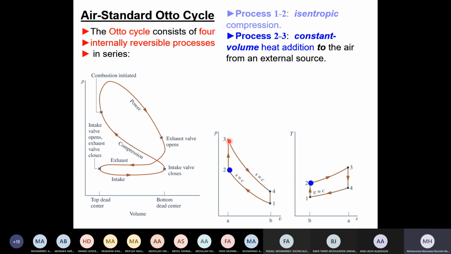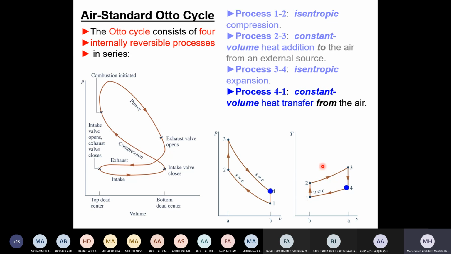So once we say ideal cycle, ideal standard air standard Otto cycle, then you know these diagrams. That's it. Okay, then process 1 to 2, 2 to 3 is heat addition, 3 to 4 is expansion, isentropic expansion, then 4 to 1 is exhaust, constant volume exhaust.